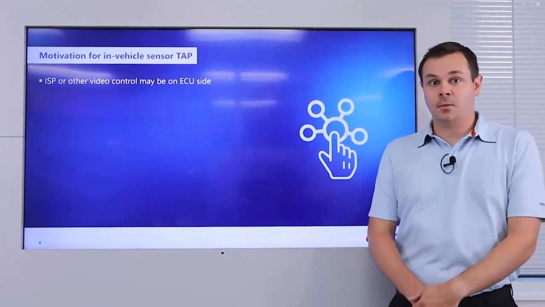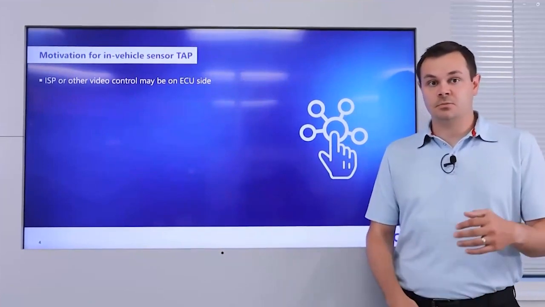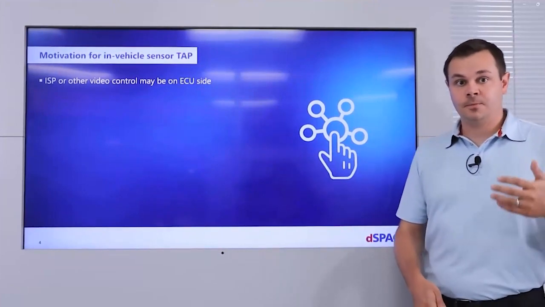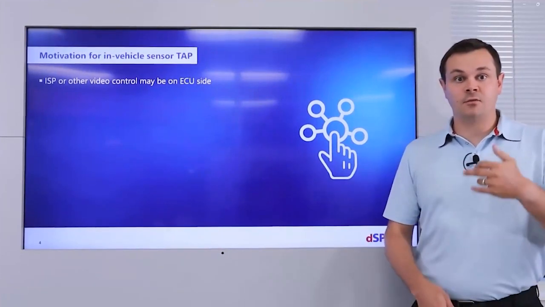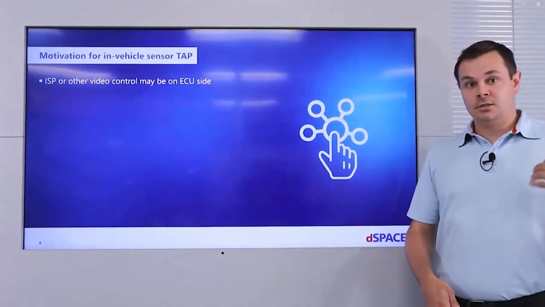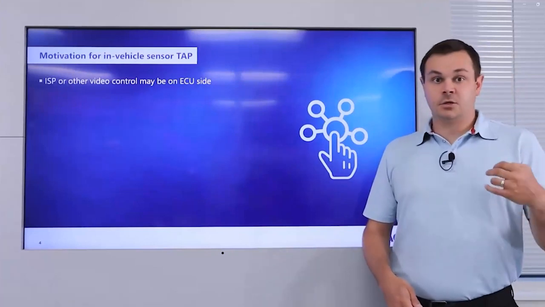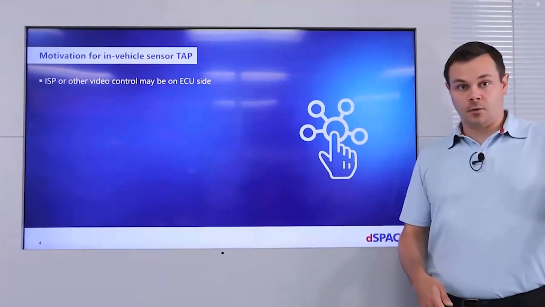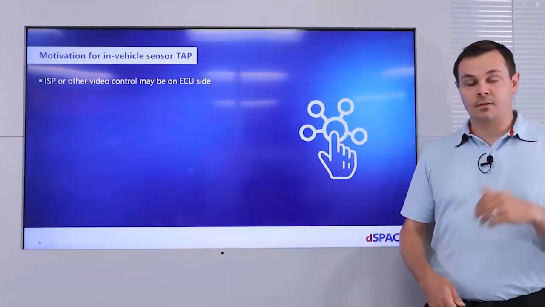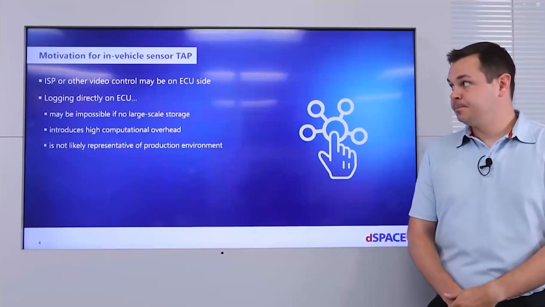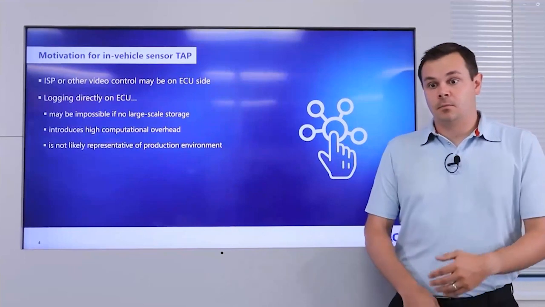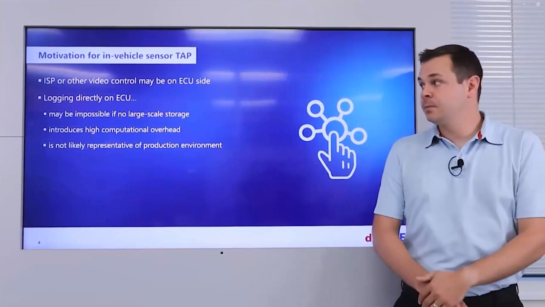The first reason that we might want to do that is because the sensors may not function correctly unless we have the ECU available. An example of something like this is when we have an ISP, an image signal processor, inside the ECU. That image signal processor might be necessary in order to get the correct sensor data, in order to get the correct white balance, what have you, on the camera side. Then you might wonder why not just record directly on the ECU?